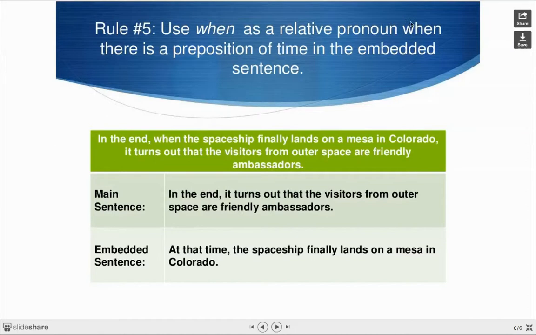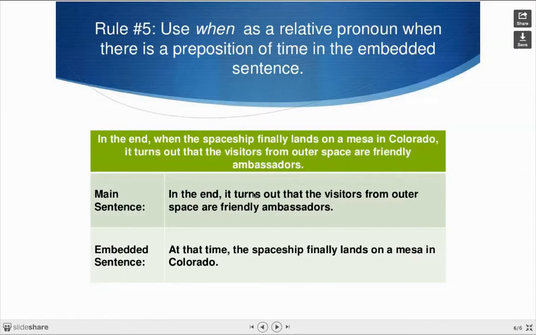Okay, rule 5, use when as a relative pronoun when there's a preposition of time in the embedded sentence. So in the end, when the spaceship finally lands on a mesa in Colorado, it turns out that the visitors from outer space are friendly ambassadors.